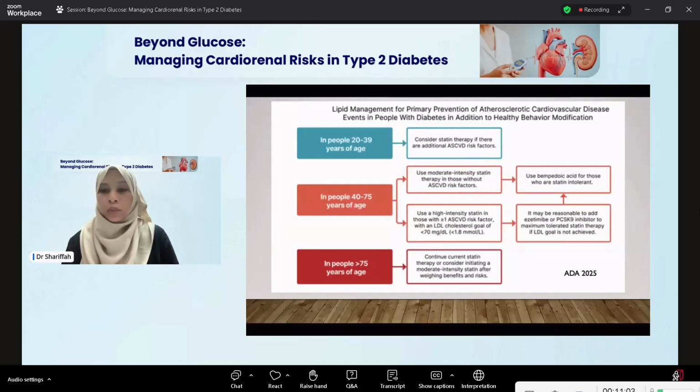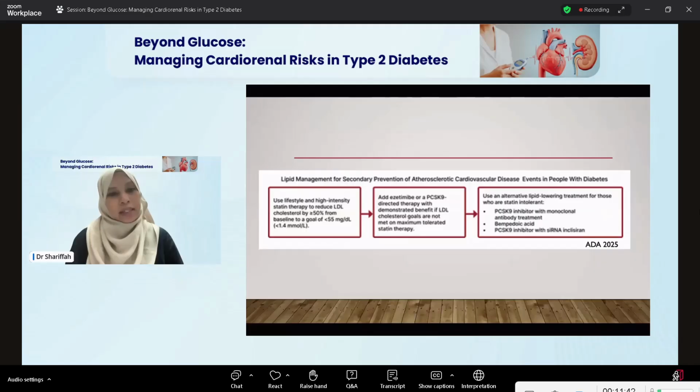We may or may not want to add ezetimibe or the PCSK9 inhibitors so we can achieve this target of 1.8, which is really low and something that I get a lot of backlash from my patients because this is very low for them. They feel like it's very unreasonable, but it has been shown to have benefits. So I think that's something we should encourage our patients to try to achieve. And for those who are much older, above 75 years old, we are encouraged to continue this therapy or consider a moderate intensity statin.